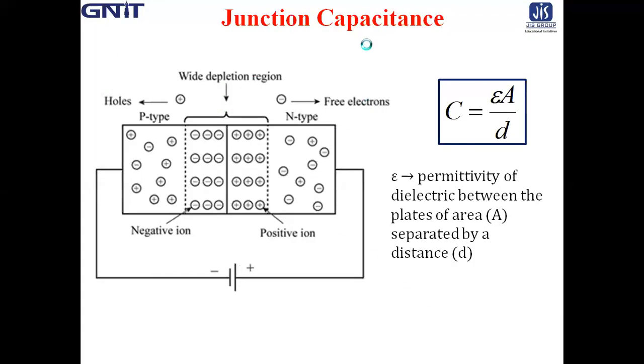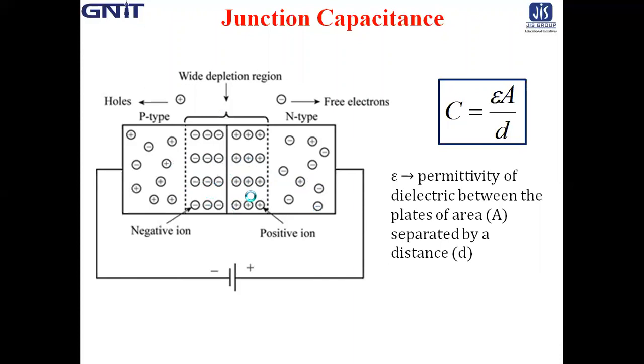Next is the junction capacitance. In the depletion region of a PN junction diode, immobile fixed positive charge of donors on N side and negative charge of acceptors on P side form a dipole layer.